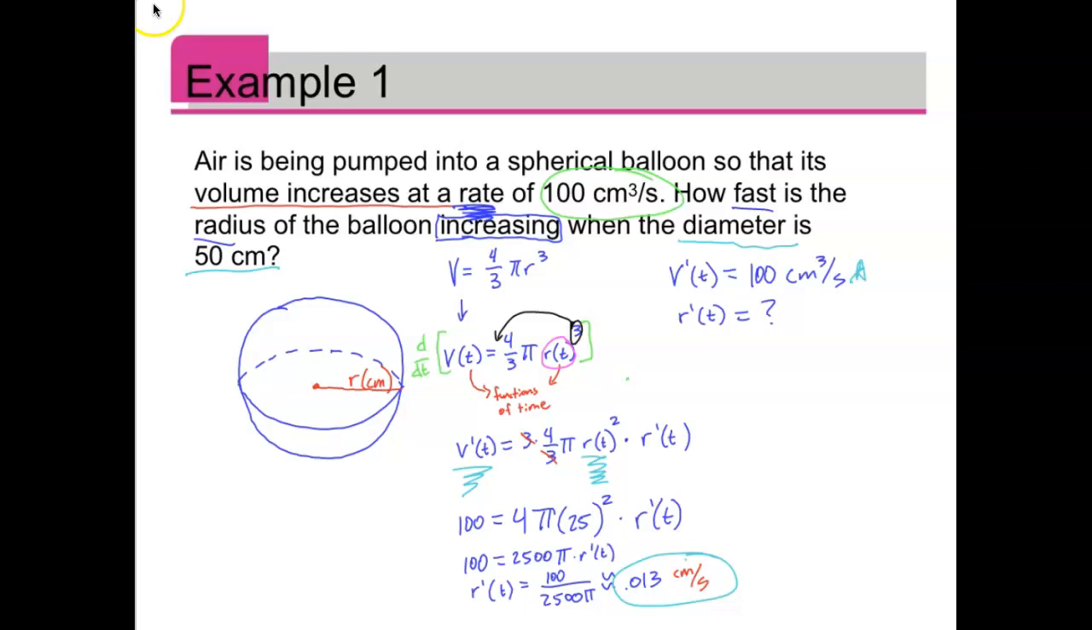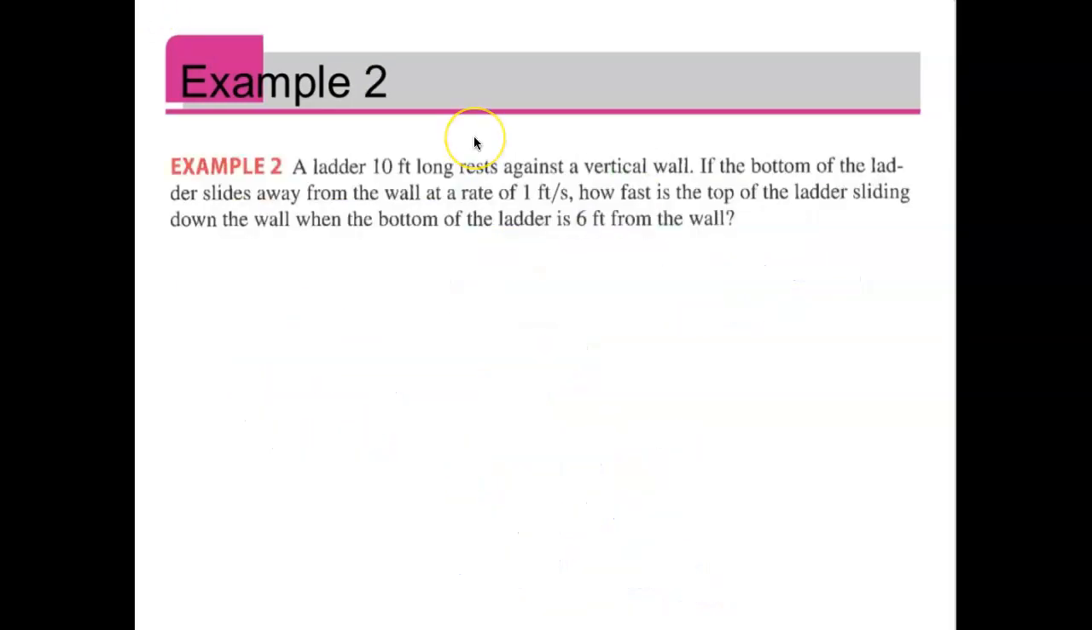All right, we got through our first related rates problem. This one's a classic. So we have a ladder 10 feet long resting against a vertical wall, and the bottom of the ladder is sliding away from the wall at a rate of 1 foot per second. How fast is the top of the ladder sliding down the wall when the bottom of the ladder is 6 feet away from the wall?